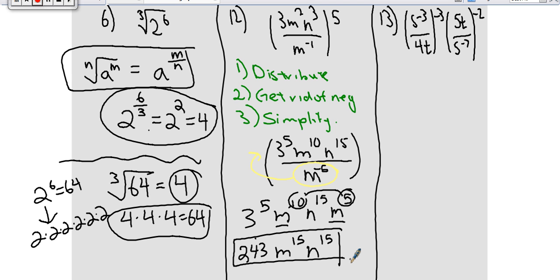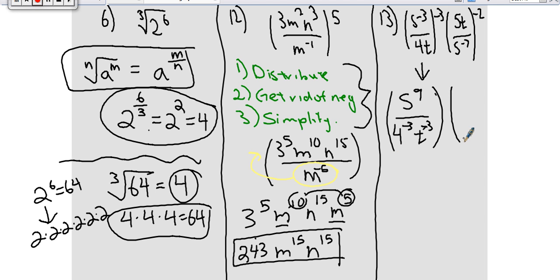Now 13 is probably the trickiest question, but it's tricky not because it's difficult, it's just you have to do these 3 rules kind of like twice, because there are 2 separate parentheses you need to work with. So let's start with the very first one, which is s to the power of negative 3 over 4t, all to the power of negative 3. If I were to rewrite this after distributing my exponent, I get s to the positive 9 over 4 to the negative 3rd, t to the negative 3rd.